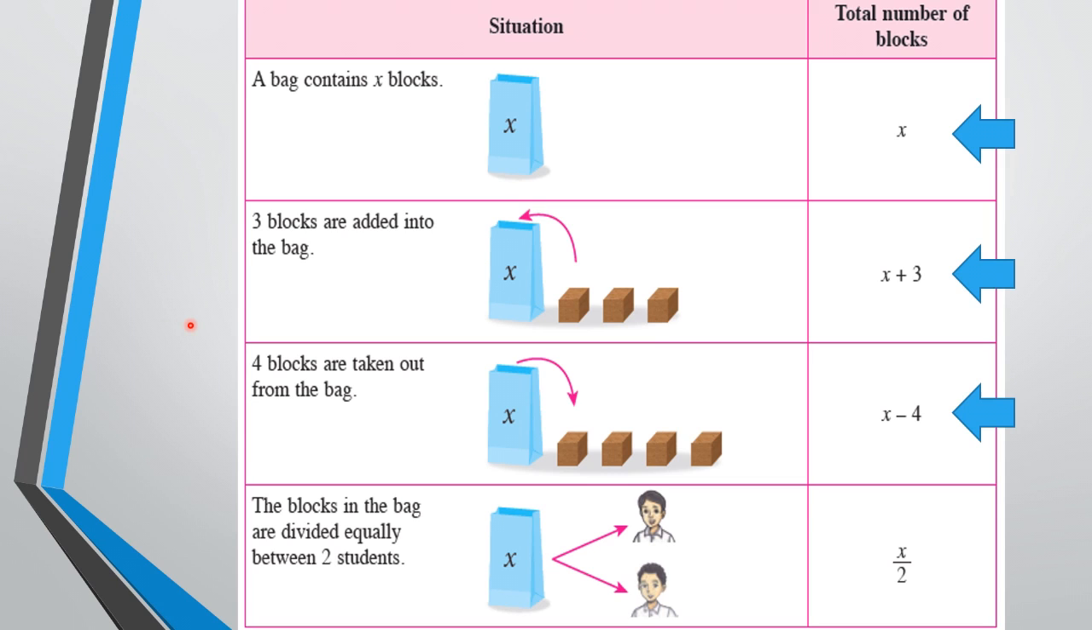How about the next situation? The next situation is talking about the blocks in the bag being divided equally. So we are going to divide them equally between 2 students, which is X divided by 2. So you can give it as X over 2, or if you want to put it as X divided by 2, it is accepted because it has the same meaning. Alright.